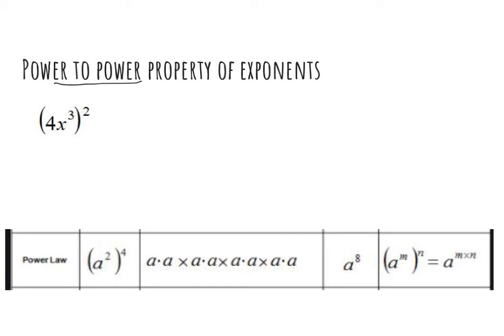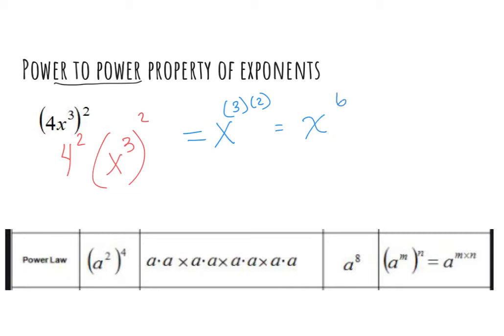So first we want to remember what happens when we have parentheses. We're supposed to distribute. So this 4x to the third power actually means 4 to the second power and then x to the third power, and that's raised to the second power. And our rule will tell us that we're going to take the exponents and we're going to multiply them. So we would say x, 3 times 2 is 6. So this would equal x to the 6th power. And then we have our 4 to the second power, which is 16, x to the 6th power.